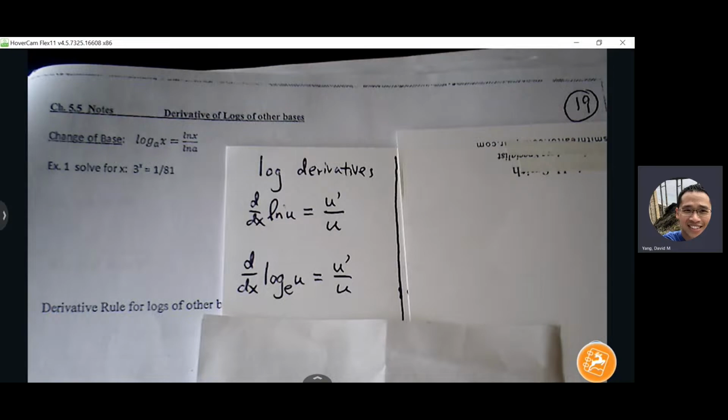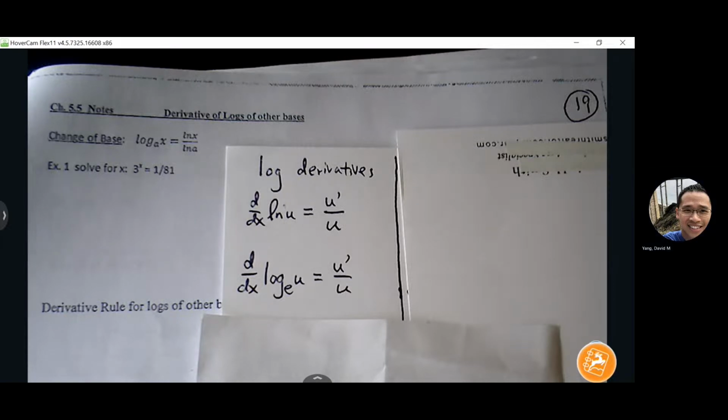Okay, exponential base e. And that's why natural log and e to the x are inverses of each other, because these are both base e. Okay. So we could say log base e of u equals u prime over u. It's the same thing. Okay.